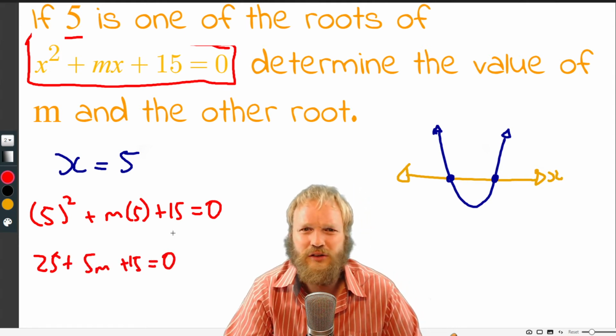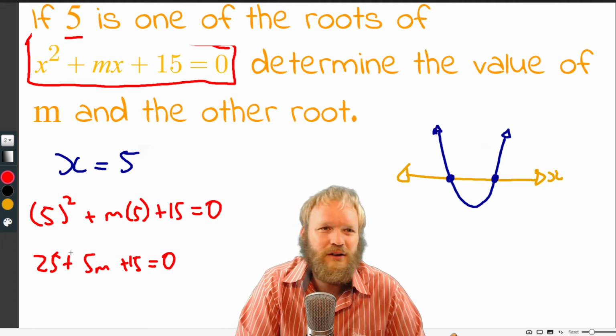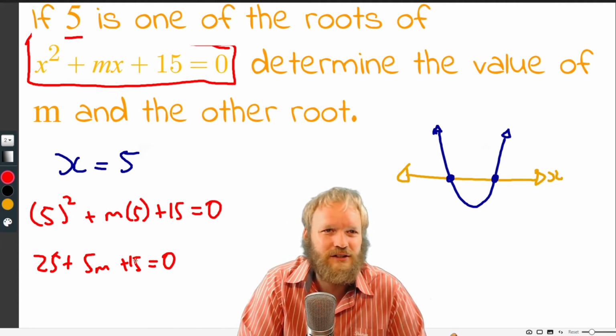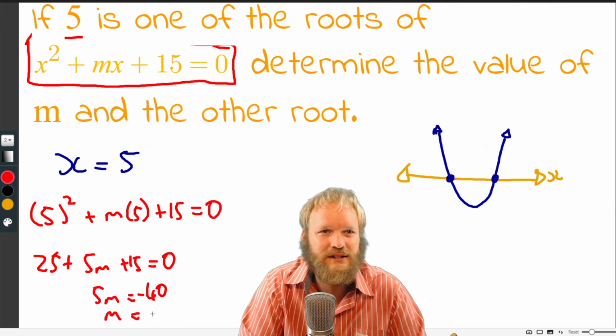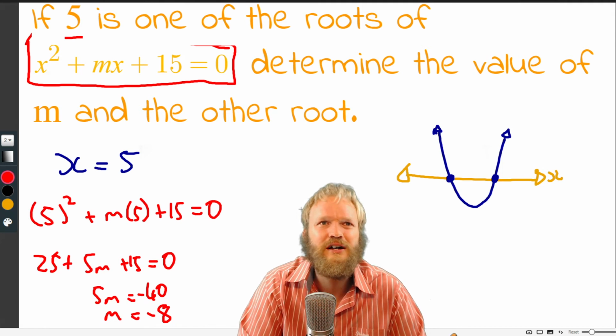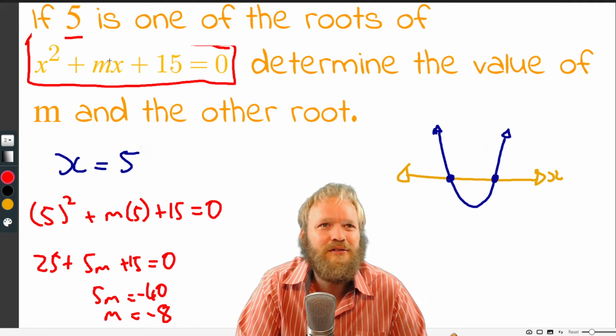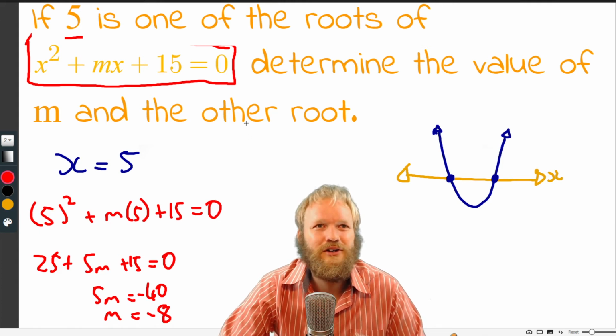Right, and we can solve. What do you get for m? Well, 25 plus 15 is 40. So 5m equals -40, divided by 5 on both sides. m equals -8. Does that work? I feel like I did something wrong there. Yeah, that seems to be vaguely reasonable. So m equals -8.